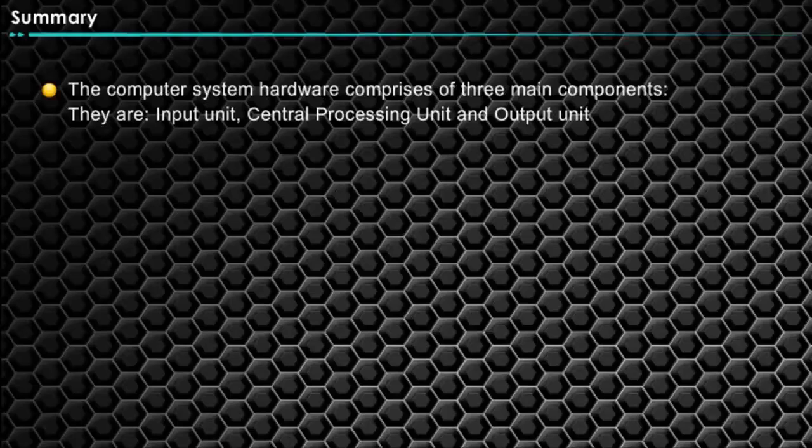Today we have learned the computer system hardware comprises three main components. They are Input Unit, Central Processing Unit, and Output Unit.